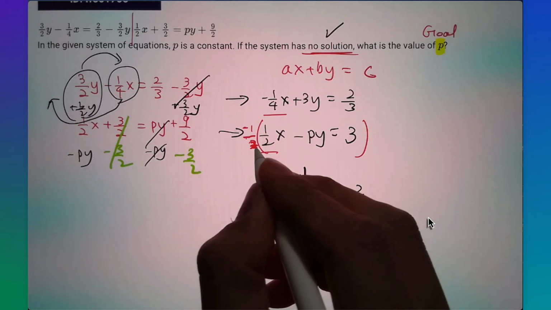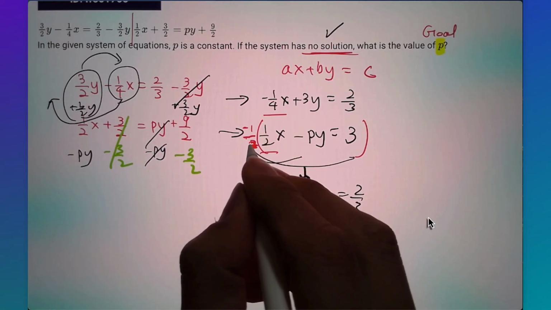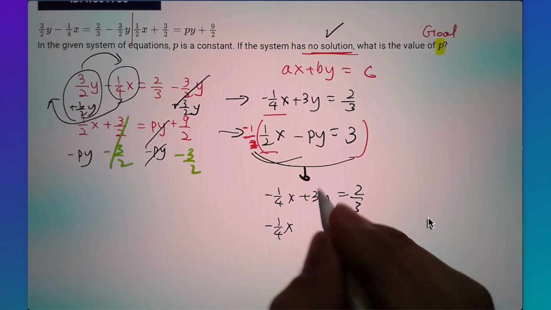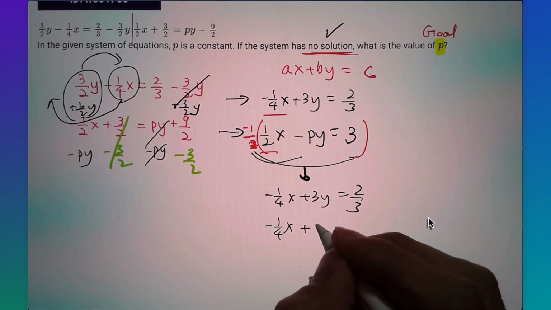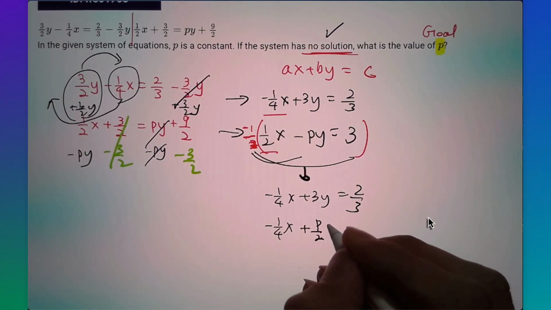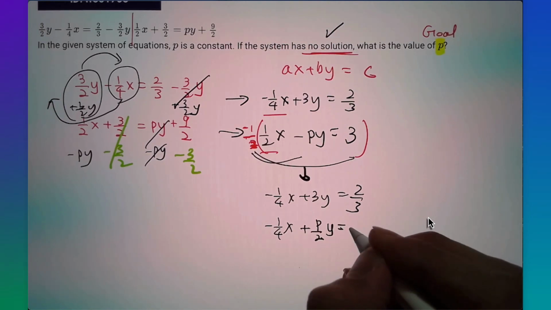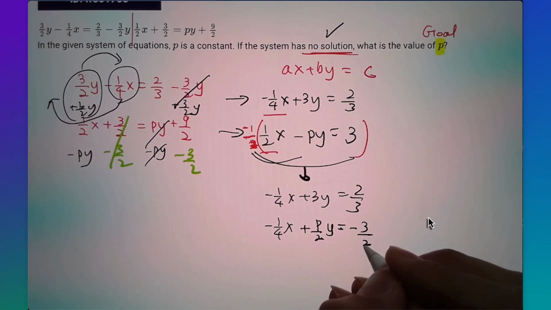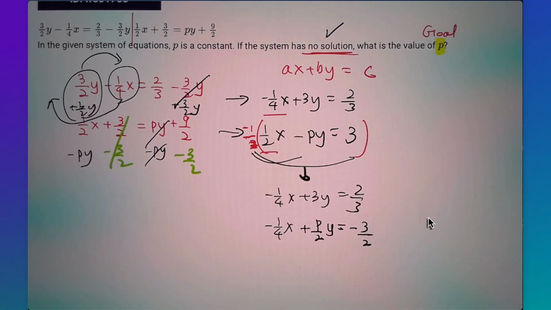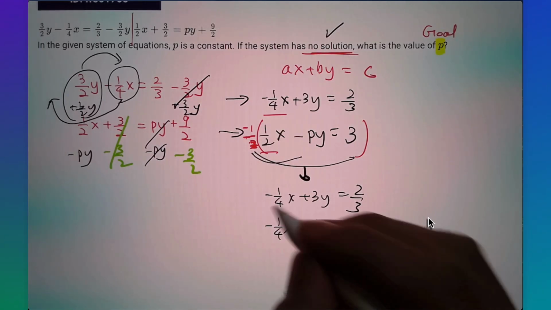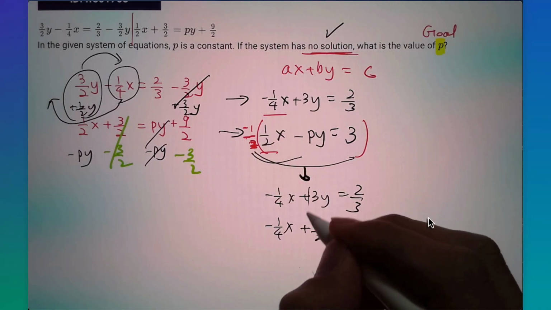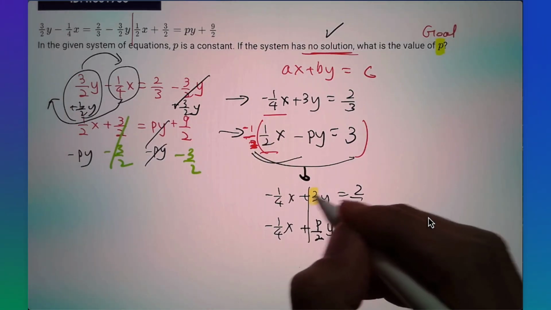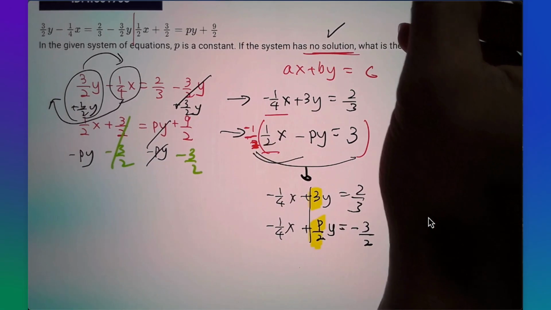And don't forget to distribute this. Negative 1/2, so negative is positive when you multiply them, and we get p over 2 y is equal to negative 3 over 2. Because negative 1/2 times 3 will give you negative 3 over 2. Everything is matching, at least for the x. We also have to match these guys. Both have plus signs, so I just need to pay attention to 3 and p over 2.